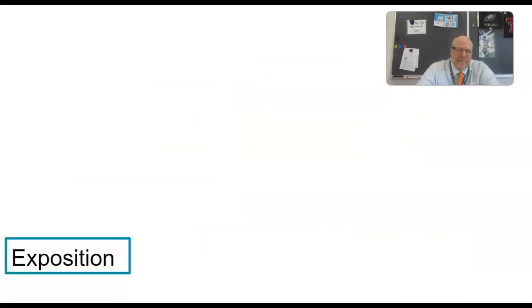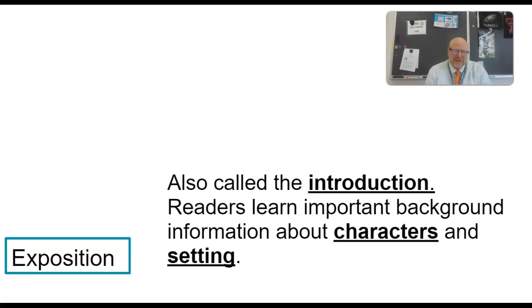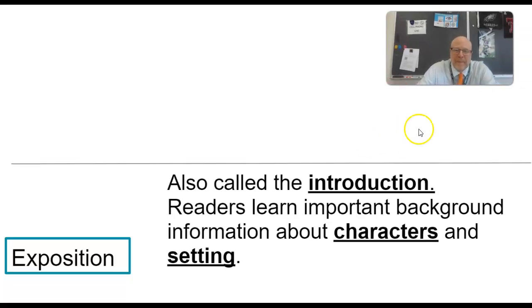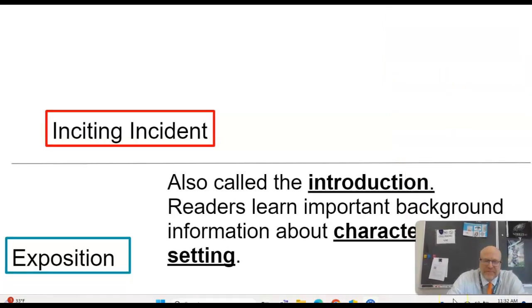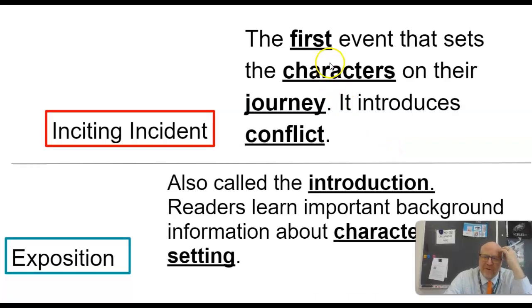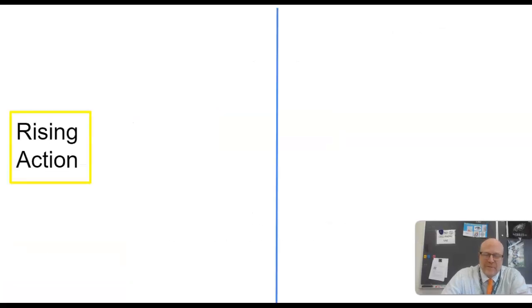So what do each of these mean? The exposition. We're going to start filling in your guided notes again. Also called the introduction, readers learn important background information about characters and setting. You're going to know where the story is taking place and an idea of when it's taking place. Characters are going to meet each other, and we're going to learn a little about the characters. That's our exposition. Then our inciting incident is right after the exposition, the first event that sets the characters on the journey. We introduce the conflict.